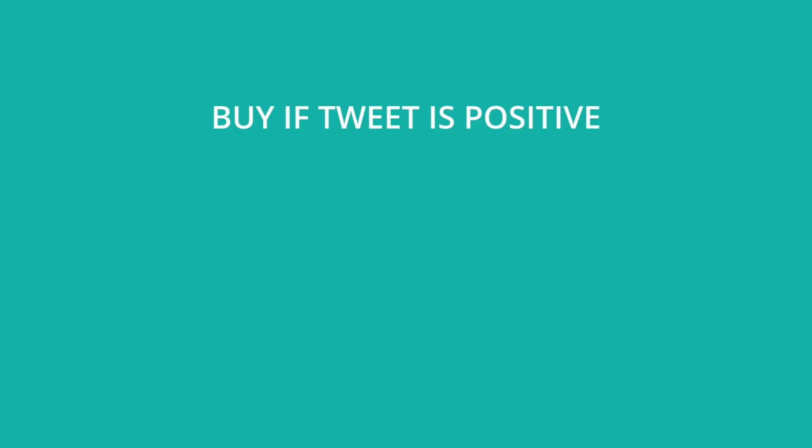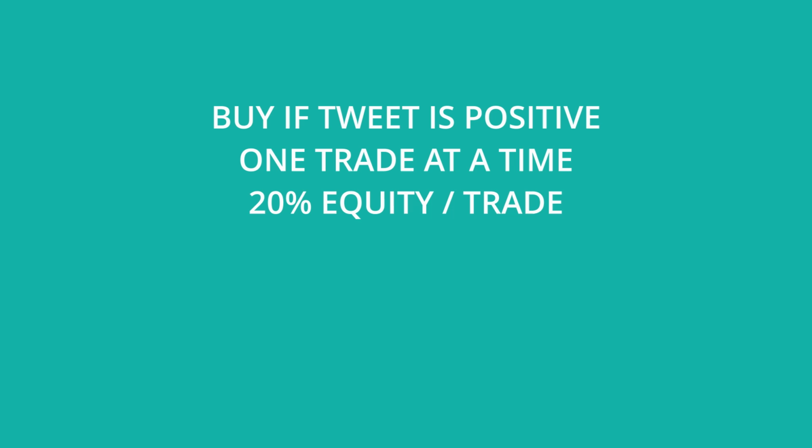Let's start by defining the parameters of our bot. We're only going to buy Bitcoin when Elon Musk mentions Bitcoin in a positive way. We're only going to have one active trade at a time, and we're going to be using 20% of our equity with a stop loss at 5% and a take profit at 10%. Stick around and let's jump into the code.